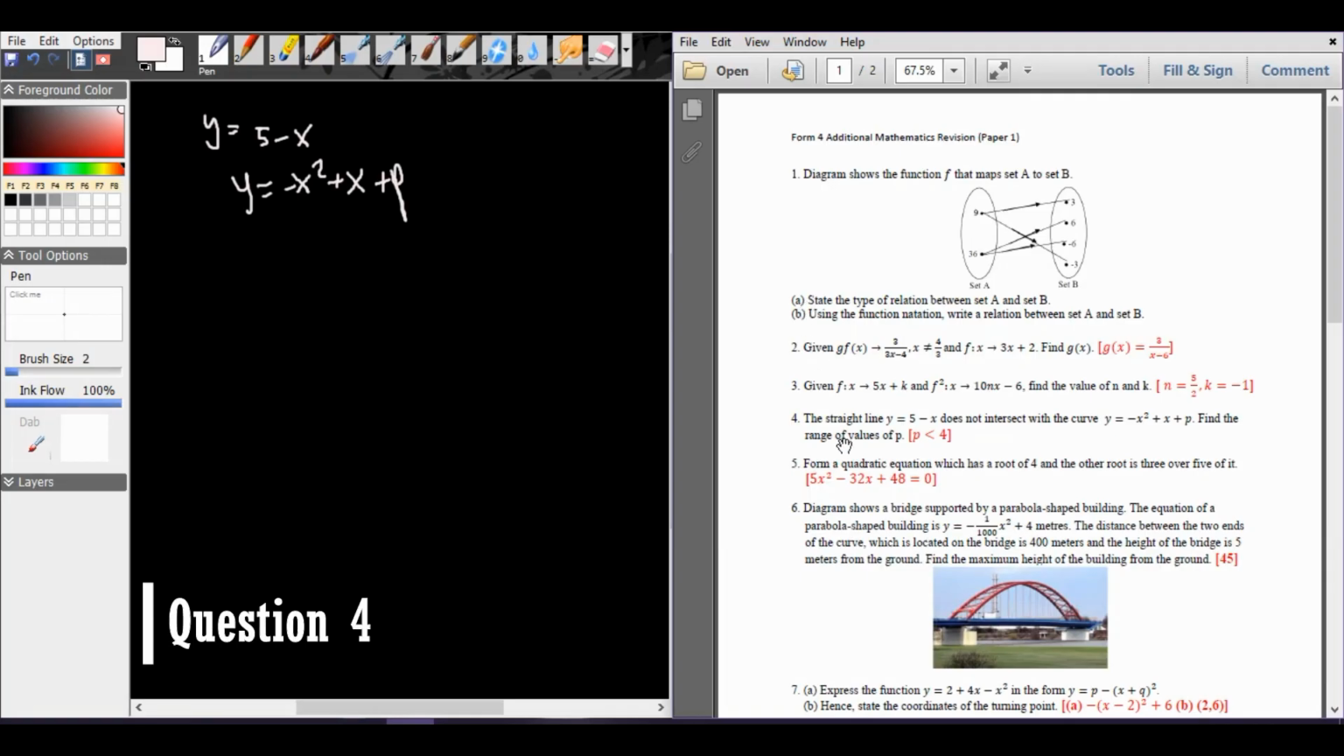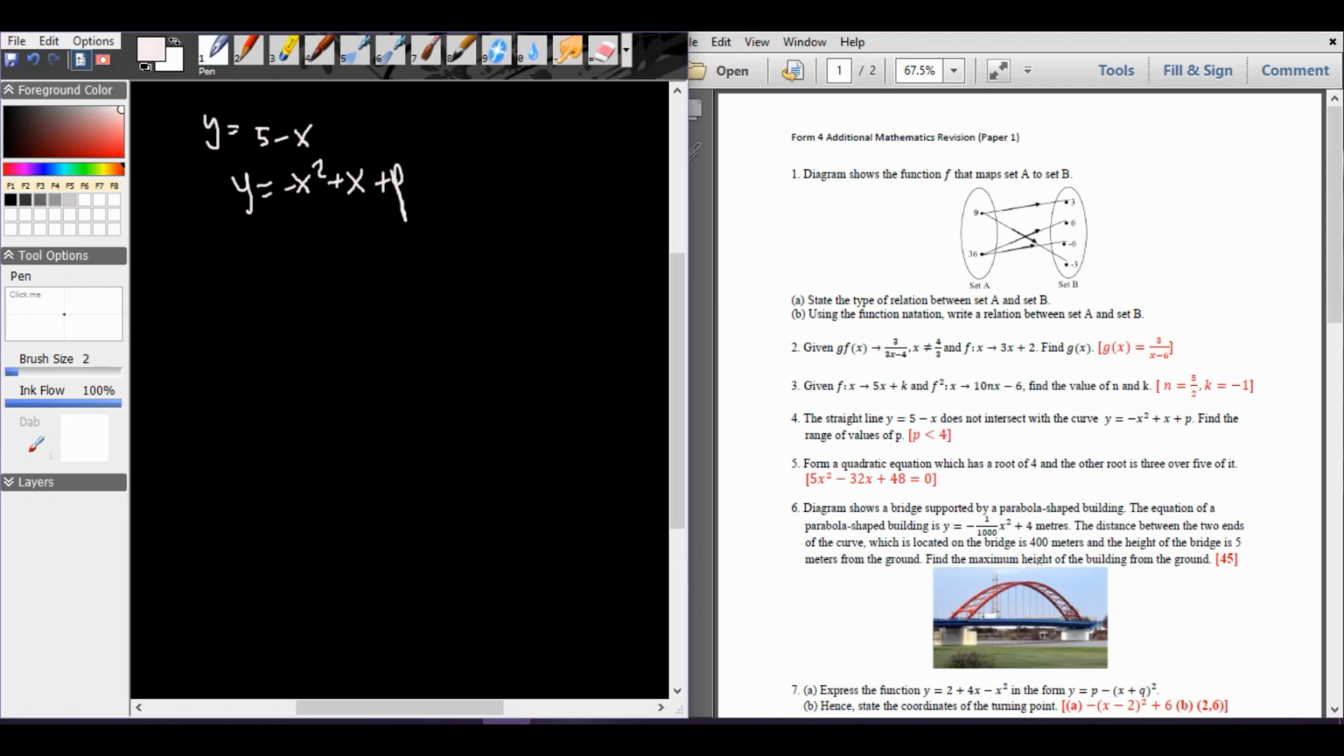Number 4, the straight line y equals to 5 minus x does not intersect with the curve. Find the range of values of p. Okay, so first step, we have to substitute the value of y into this equation. So y equals to 5 minus x, so 5 minus x equals to negative x squared plus x plus p. Then we rearrange this equation. So x squared minus 2x plus 5 minus p.